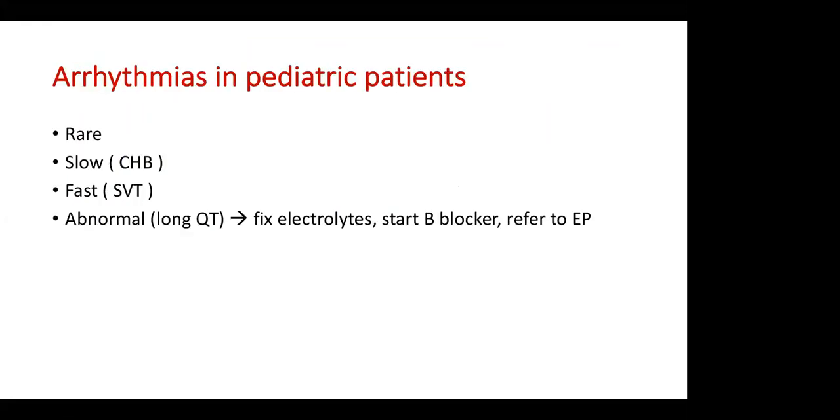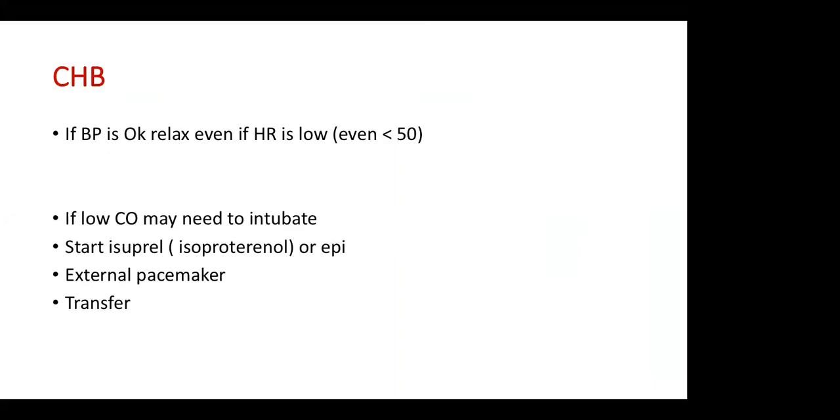We cannot leave this without talking about arrhythmia, although it's very rare in pediatric patients. So it's either slow with complete heart block, or fast rhythm like SVT, which is the most common tachyarrhythmia in pediatrics, or abnormal rhythm like a long QT. And in long QT, fix the electrolytes, start beta blocker. If you cannot handle the patient, refer him for management in a cardiac center. Don't wait for long.